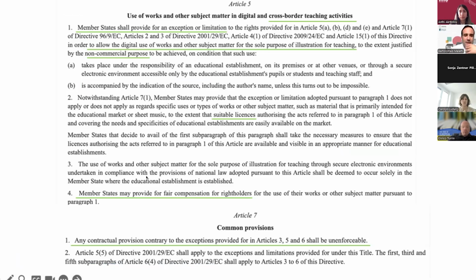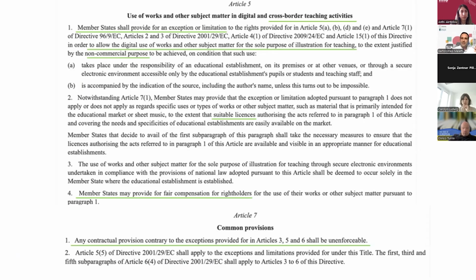And so that's the text of the law. Again, it's an exception that is supposed to enable cross-border teaching activities. So the whole purpose of this exception is that it's mandatory, meaning that all member states have to implement it, meaning that, if you benefit from it in one member state, in theory, you should be able to rely on the exception also for digital uses within the European Union.